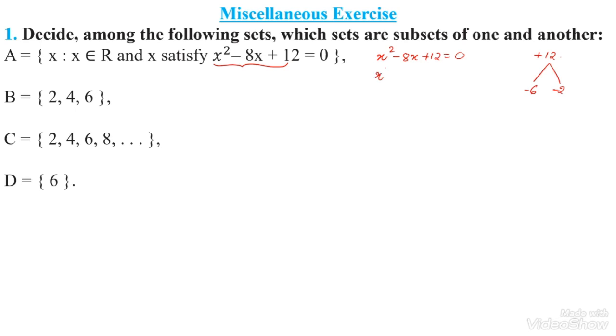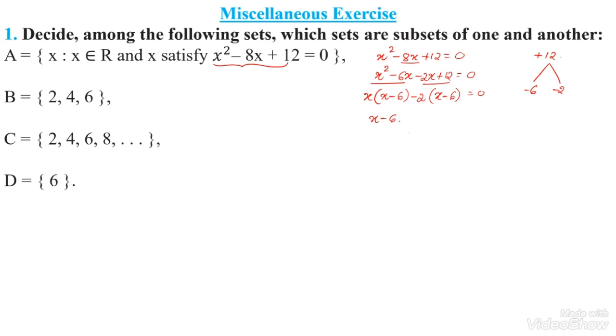Now I will take x square minus 8x, and replace it by minus 6x minus 2x plus 12 is equal to 0. Balance the equation and make it as two groups. From this one group, I will take x as a common, x minus 6. Again take minus 2 as a common, this is x minus 6 is equal to 0.